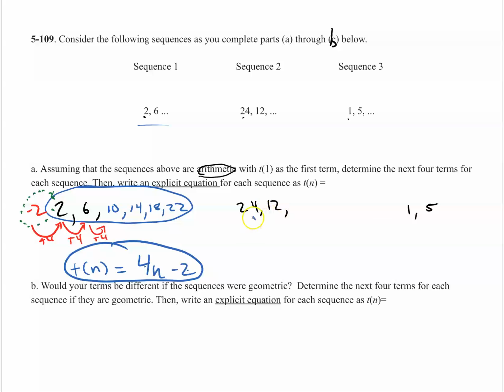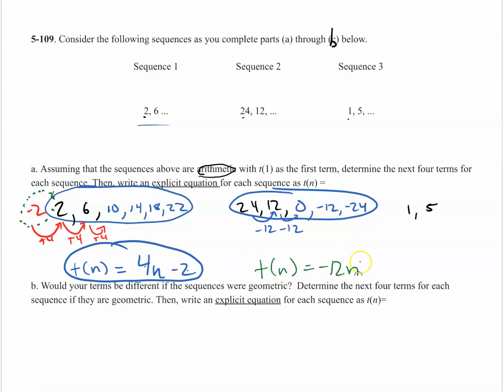24, 12. Well, 24 subtract 12 is 12. 12 subtract 12 again is 0. So if this were arithmetic, we'd have to take away 12 each time to go to the next term. So minus 12 again is negative 12, minus 12 again, negative 24. So our sequence, t of n, equals negative 12n. But what's the 0 term?